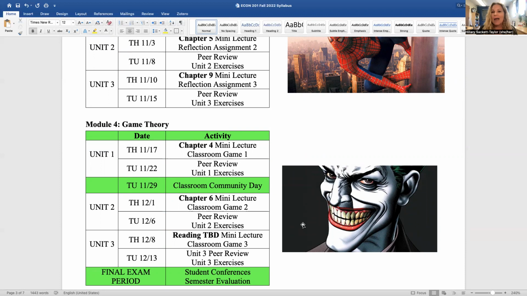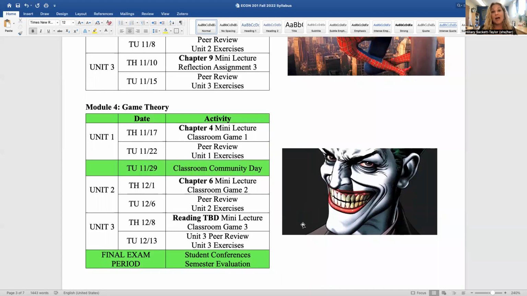This 4th module is my favorite. It's game theory. And this time I'm choosing a villain to lead us through the foundational learning, the Joker, one of my favorites. So you'll see also in module 4, I've built in another classroom community day, a day for us to work together. And by this time we know one another, but really think about how this class is informing our long-term goals and aspirations.